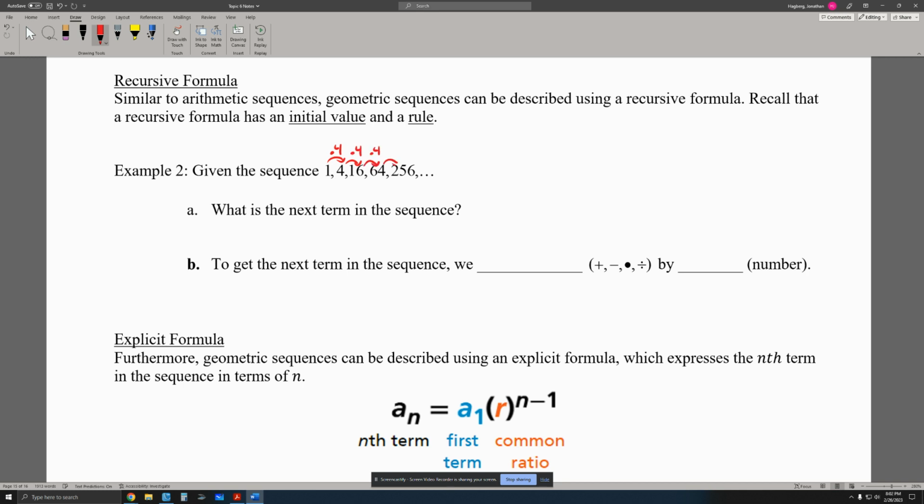So every time we multiply by 4. So the next term in this sequence would be 256 times 4, or 1024. And then part B, to get to the next term in the sequence, we multiply by 4. Okay? So again, recursive, we need that initial value, which is 1, and then that rule, that common ratio. We're saying take the previous term and multiply it by 4.